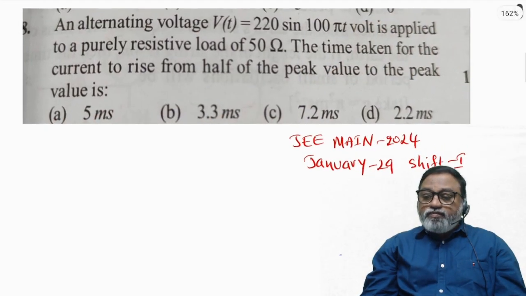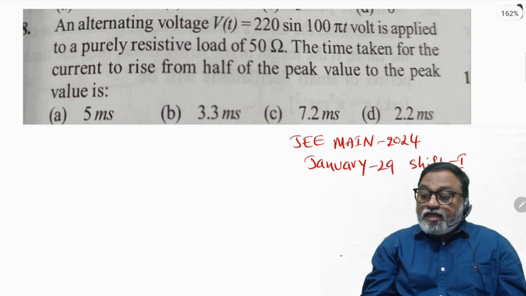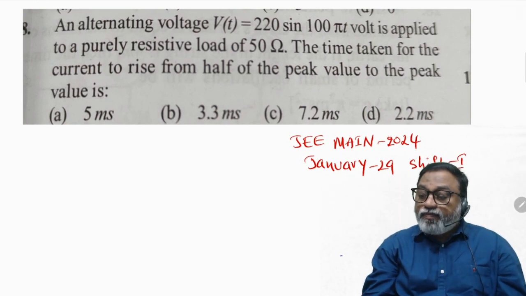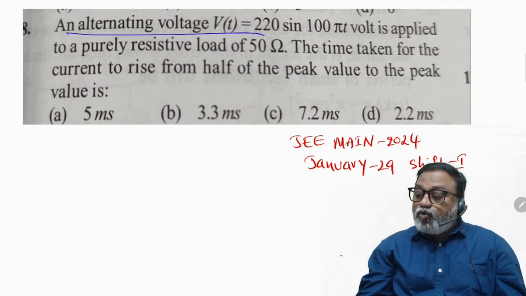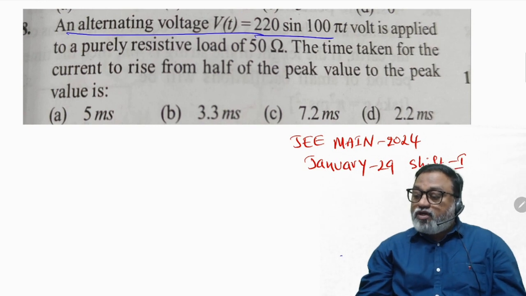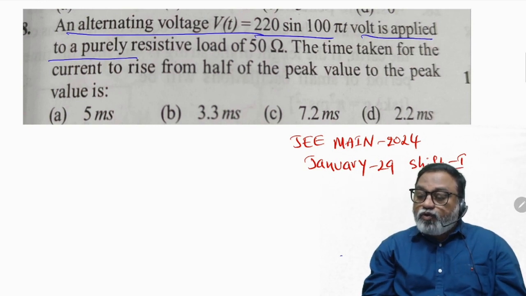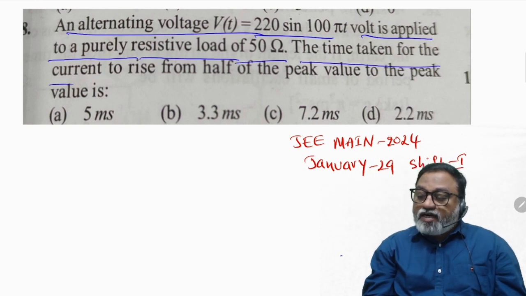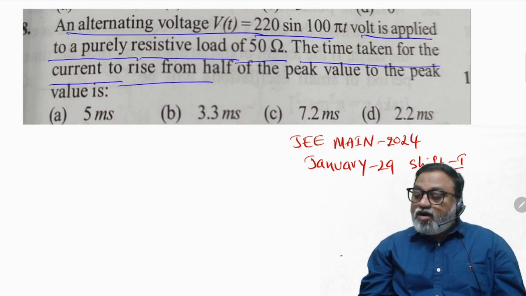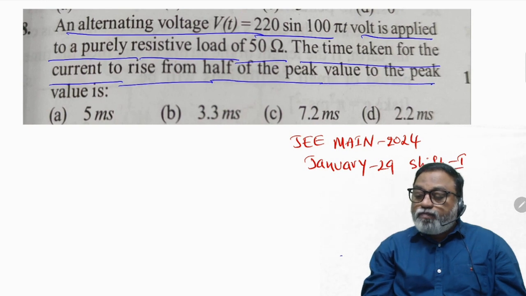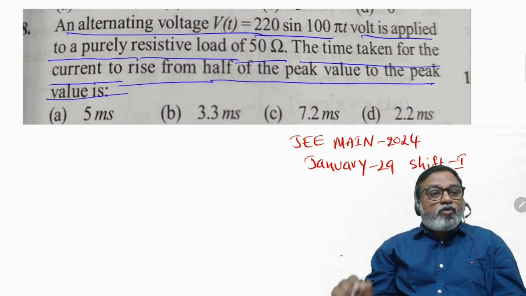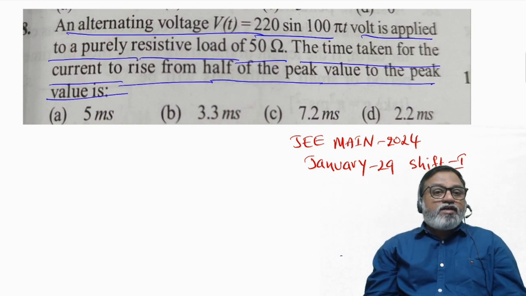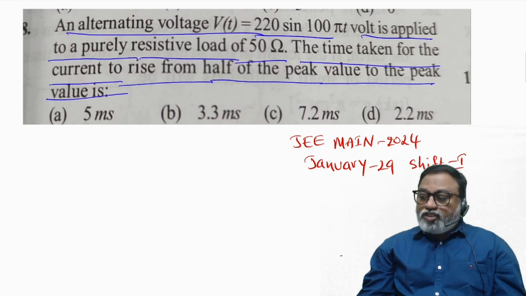Here is the problem. The alternating voltage V(t) is equal to 220 sin 100 pi t volts, applied to a purely resistive load of 50 ohms. The time taken for the current to rise from half of the peak value to the peak value. We are going to solve this problem in two different methods: one is the general method, another is by using logic.